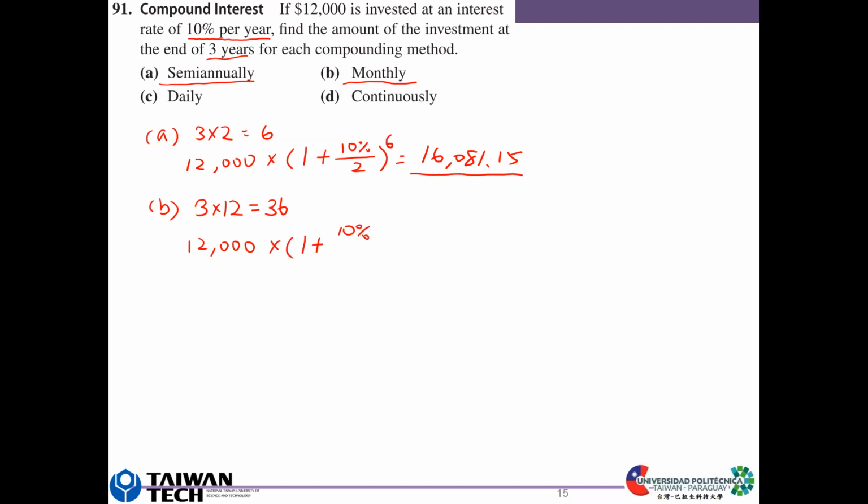because it compounds monthly, for this rate, the interest rate is 10% per year, and if it's monthly, divided by 12, and then it compounds 36 times. So it becomes 16,178.18. Okay.